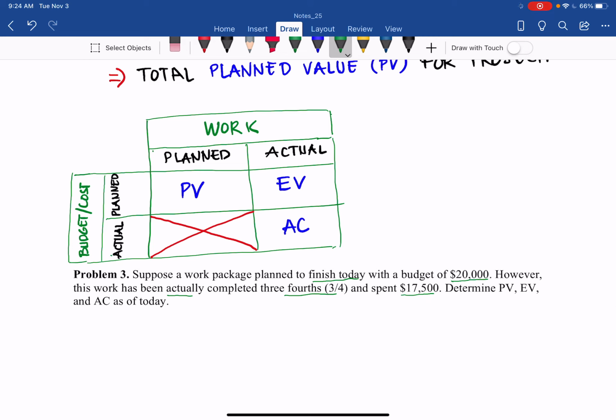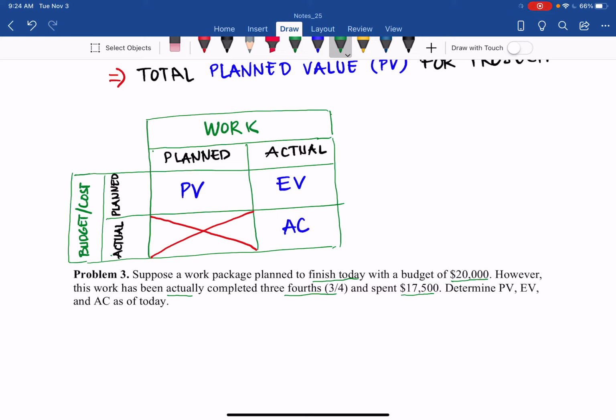When we talk about the actual work that we complete and the actual amount of money that we spent, then we talk about AC, actual cost. When we talk about the actual physical work we completed, compared to the planned budget, then we talk about earned value.